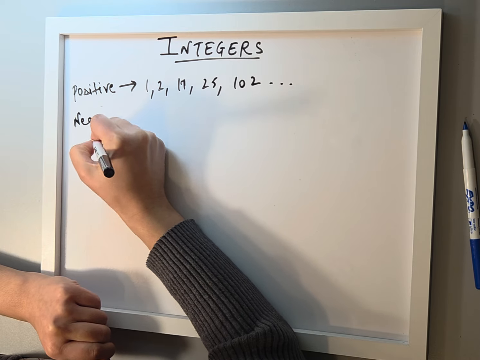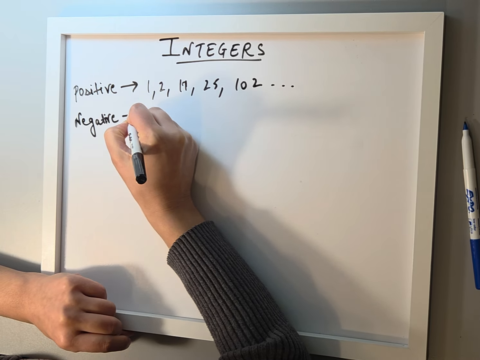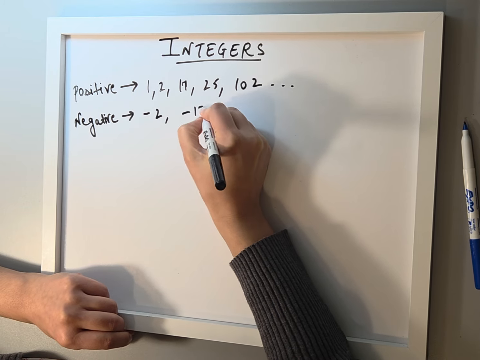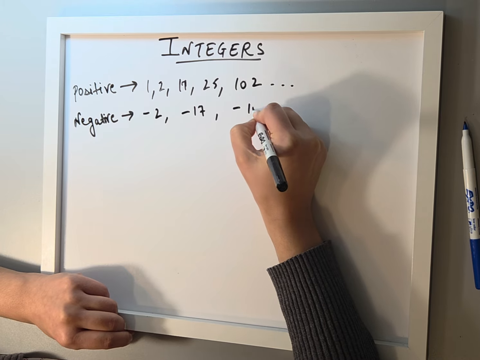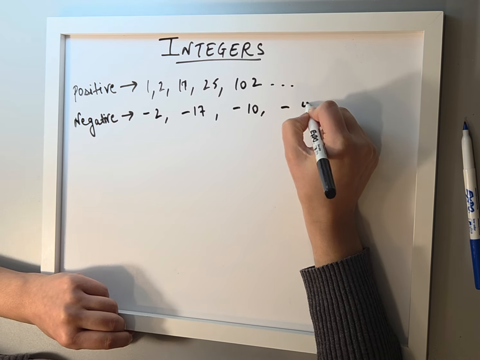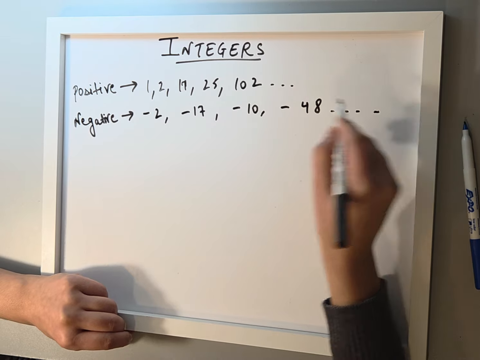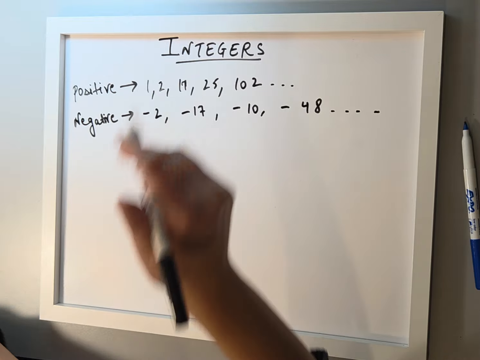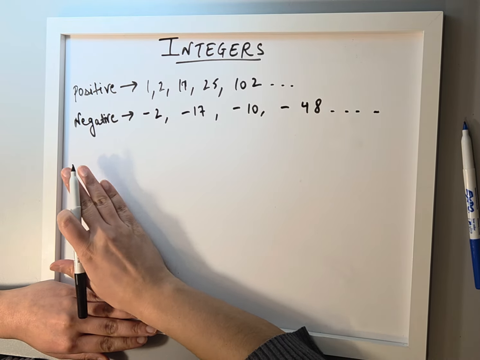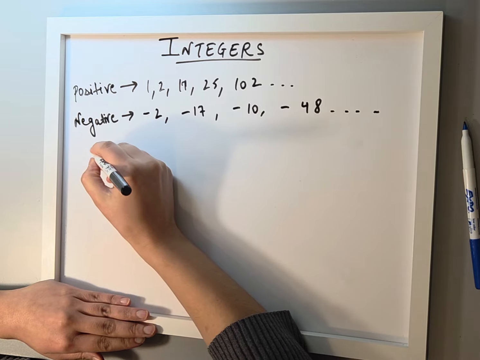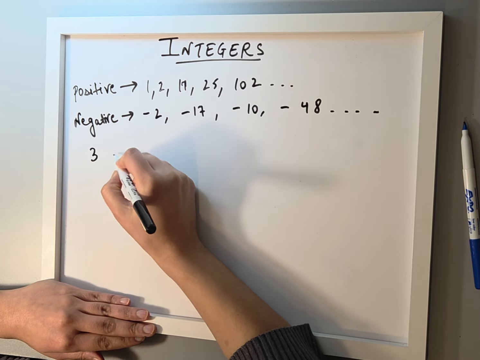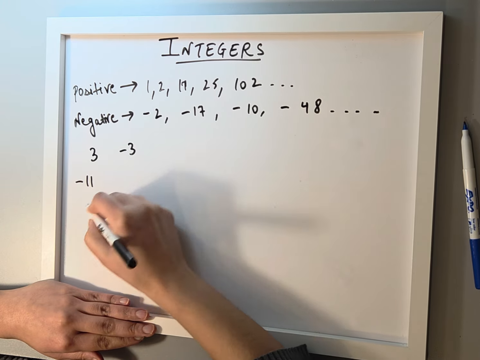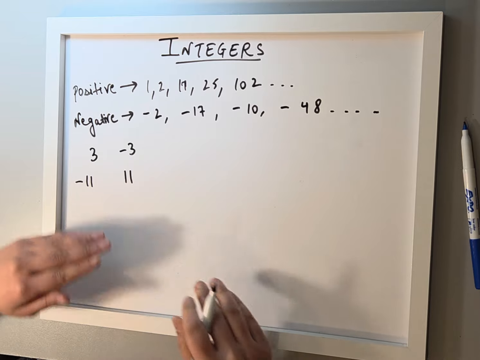So negative numbers are all the numbers with a negative sign. So, minus 2, minus 17, minus 10, minus 48, and so on. So all the positive numbers with the negative sign are the negative numbers. Each number will have an opposite, positive or negative. So if we have a 3, we also have the opposite, minus 3. If we have minus 11, we'll also have the opposite, positive 11.